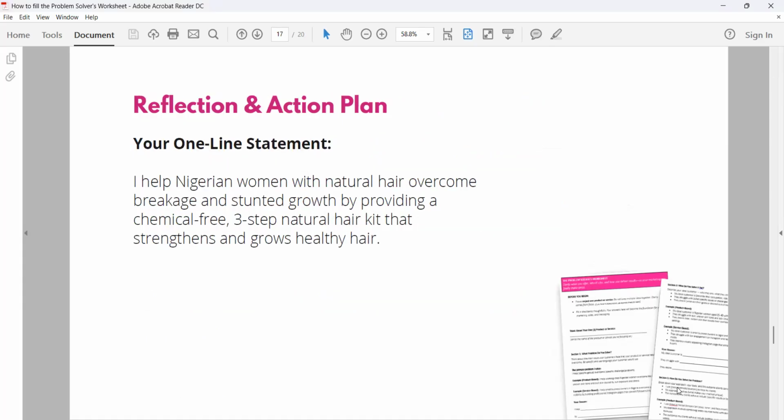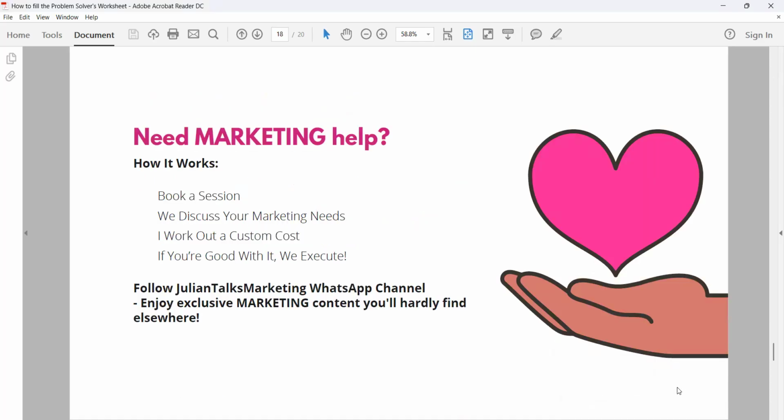This is what you should be doing. So the one-line statement for this business is, I help Nigerian women with natural hair overcome breakage and stunted growth by providing a chemical-free 3-step natural hair kit that strengthens and grows healthy hair. You see how this is panning out? You see how this is working? That is what you are expected to do as well. So we have aligned everything, and I believe you have learned how to fill this. If you have questions, feel free to ask.